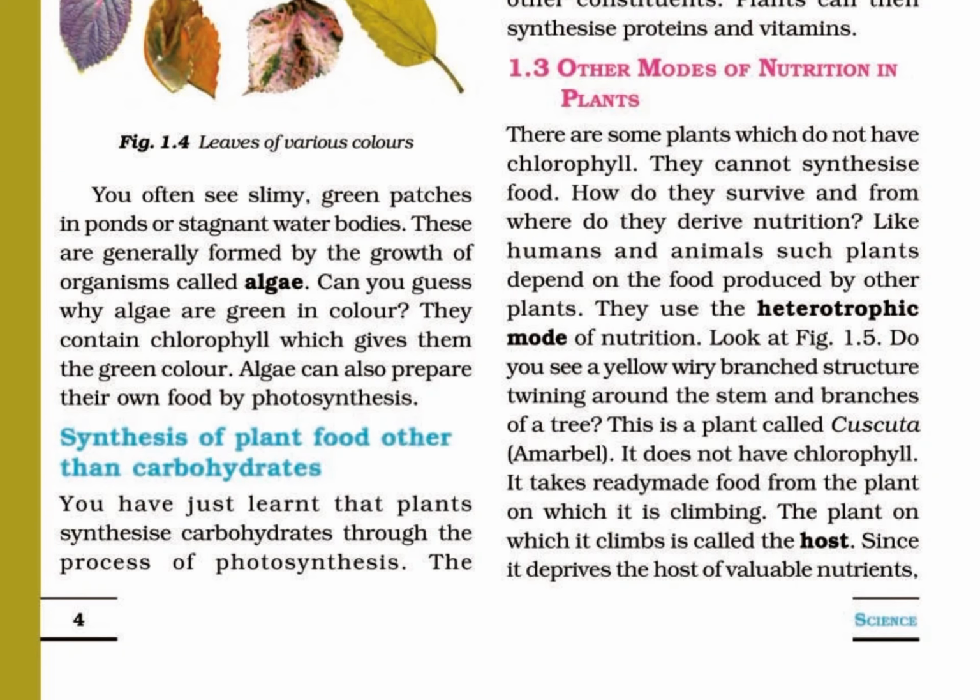Yes, this is the plant called Cuscuta, also known as amarbel. It does not have chlorophyll. It is a yellow wiry branch structure, and it takes ready-made food from the plant on which it is climbing. The plant on which it climbs is called the host.